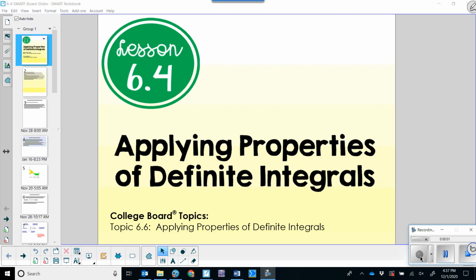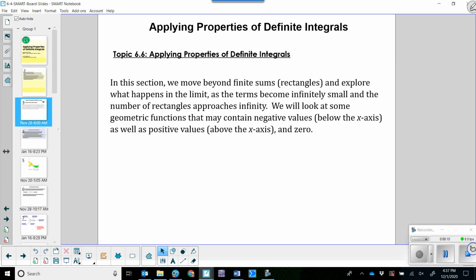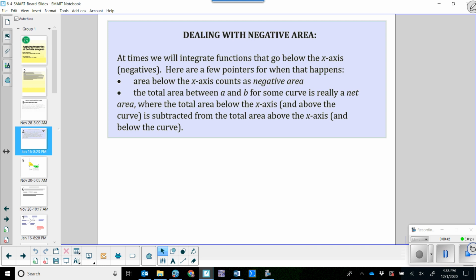This is applying properties of definite integrals. It's actually our second lesson for this unit, but it's called lesson 6.4 because I'm switching the order and skipping some stuff. Basically, we started off by adding up rectangles to approximate the areas under the curve. If we take the limit of those rectangles, with an infinite number of them, they become infinitely small, with a width going towards zero, and that ends up being what we call integration. That's what we're going to talk about.